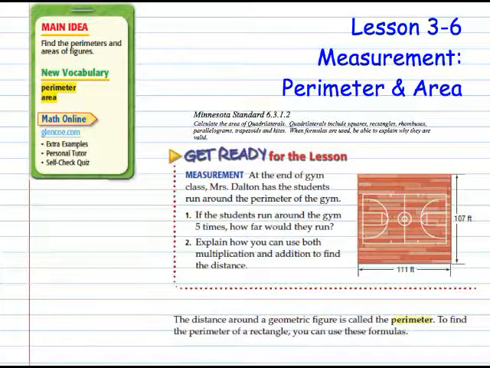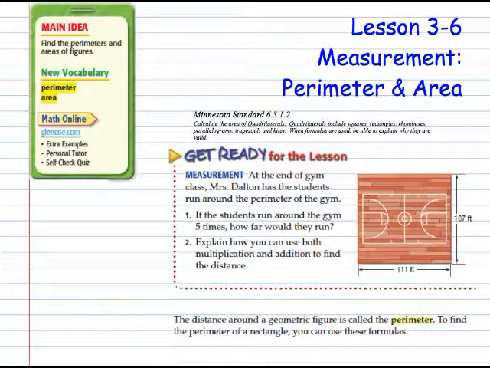This is lesson 3.7, measurement, perimeter, and area. At the end of gym class, Mrs. Dalton has the students run around the perimeter of the gym. If the students run around the gym 5 times, how far would they run? Explain how you can use both multiplication and addition to find the distance.